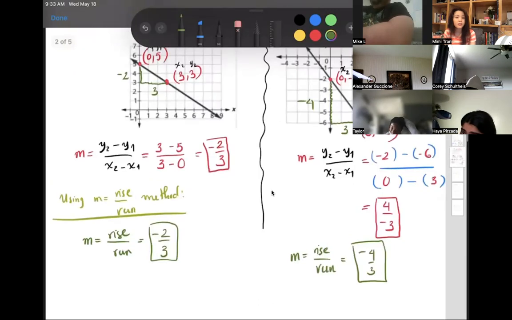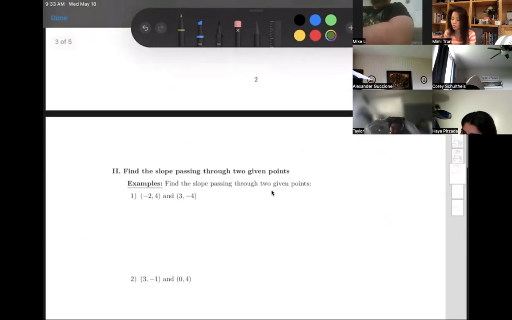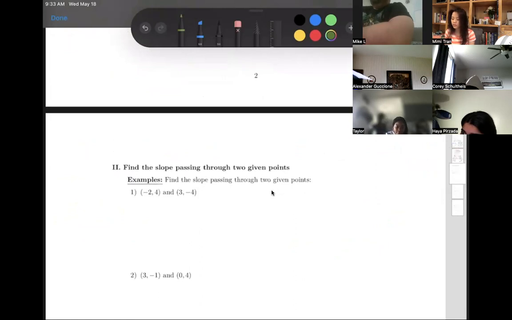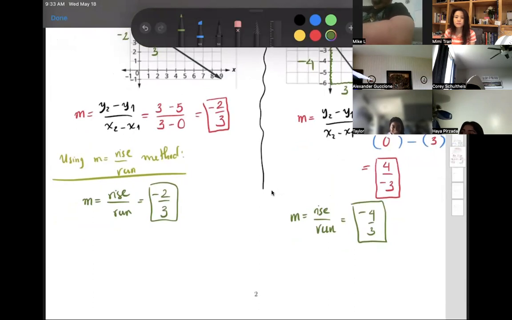So far, so good. We good on this part? You have a homework problem to start. I have a question. For the second problem, 4 over -3 and -4 over 3, that's the same answer? Yeah, I had the same thing. Okay.